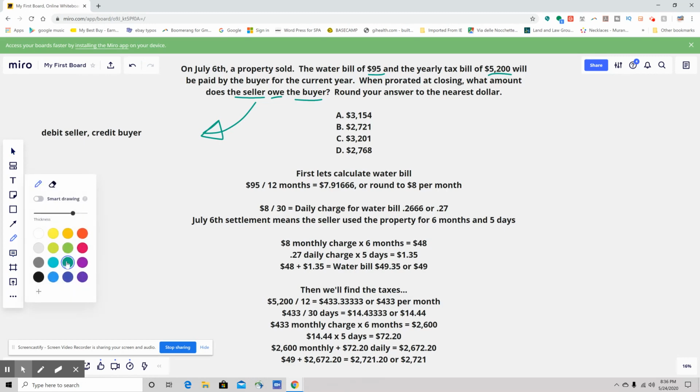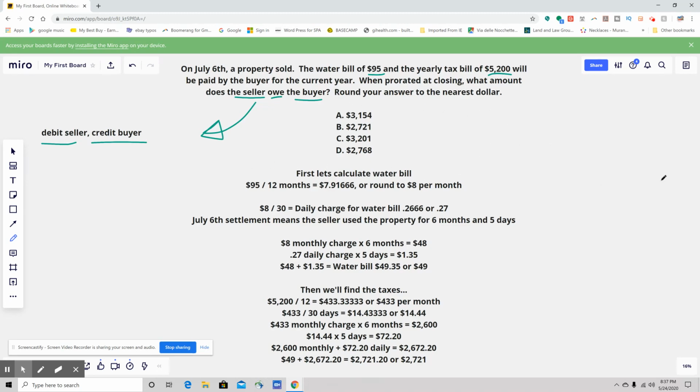It's easier if you start making them synonymous with one another. You go seller owes, buyer's getting. So if someone owes, they're debiting. If someone's getting, they're getting credited. So always try to get used to using that vernacular. It says round your answer to the nearest dollar.